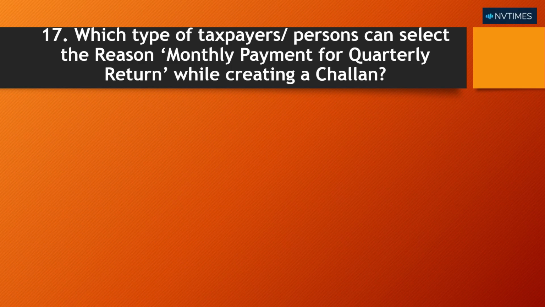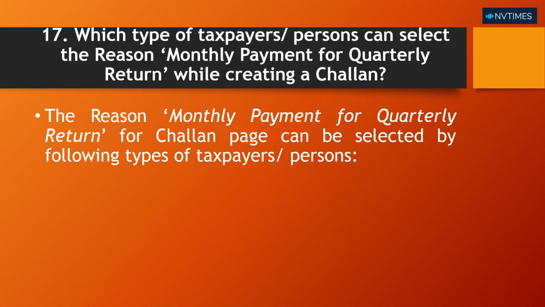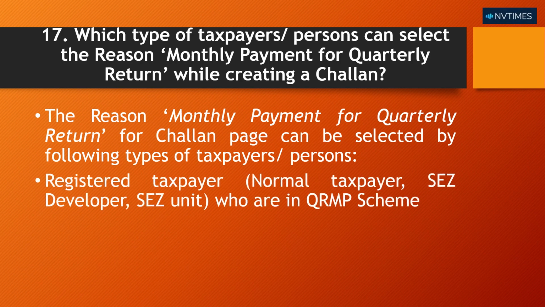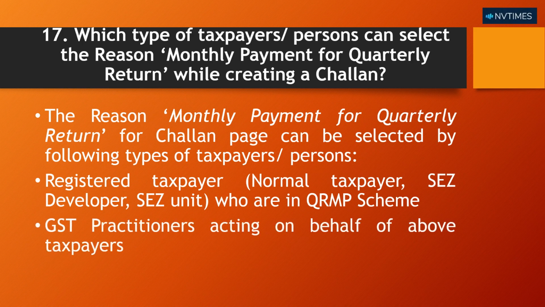Which type of taxpayers or persons can select the reason Monthly Payment for Quarterly Return while creating a challan? The reason can be selected by the following types of taxpayers or persons: registered taxpayer, normal taxpayer, SEZ developer, SEZ unit who are in the QRMP scheme, and GST practitioners acting on behalf of the above taxpayers.